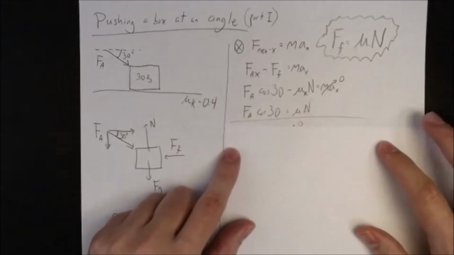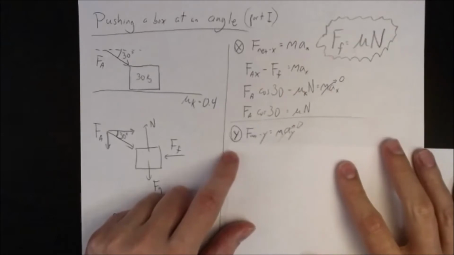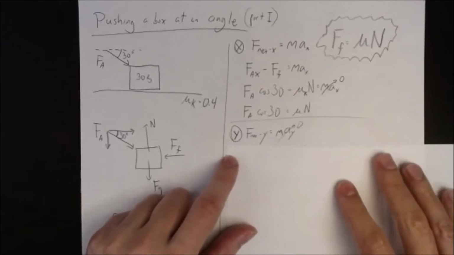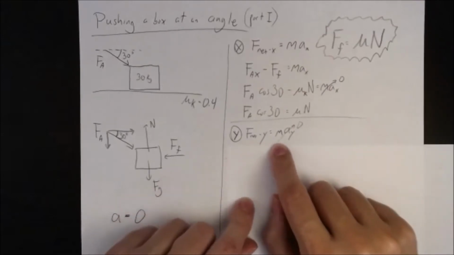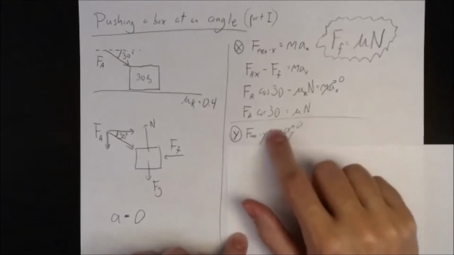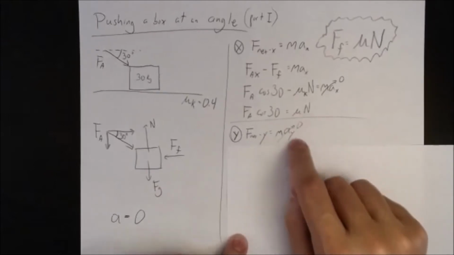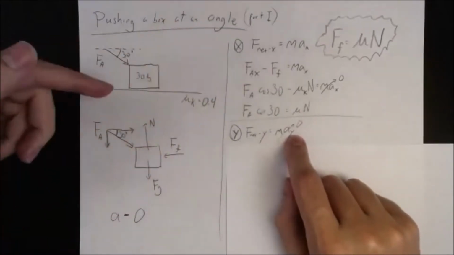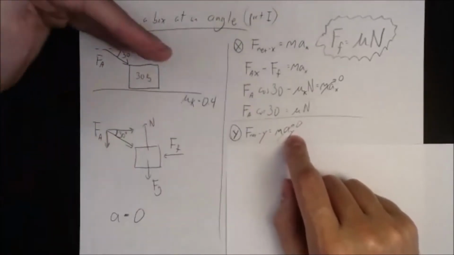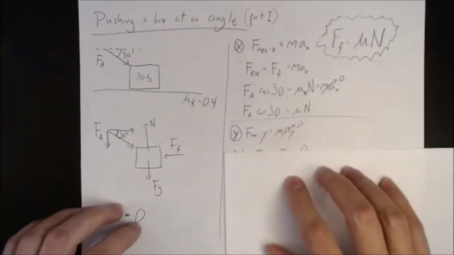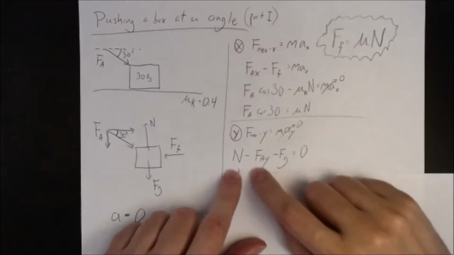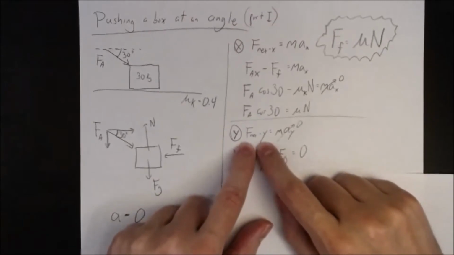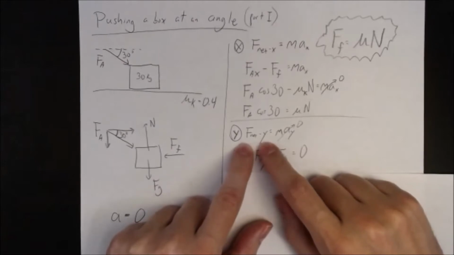And so, well, we did this for x. We've always got y that we can work on. And so F net y is equal to may. For the same reason, I'm going to say may is 0 because there's no acceleration in y. The box isn't like flying up. It's not diving into the table. So we take all of the positive forces minus all the negative forces. That's exactly what F net means.